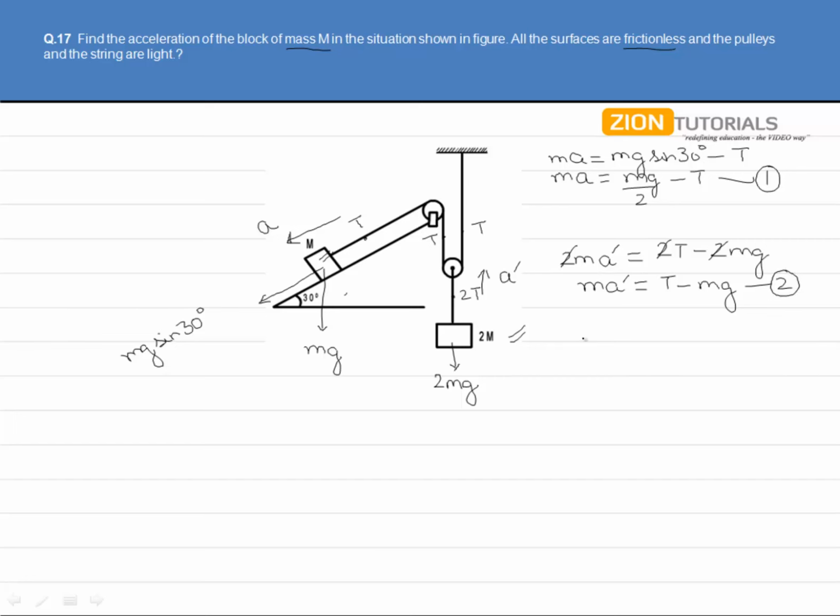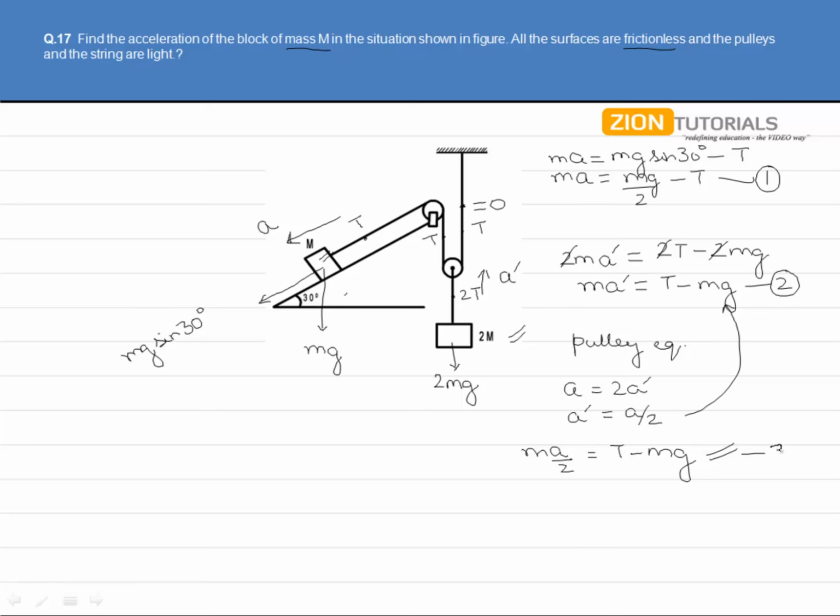Now by the pulley equation, we know that a equals twice a dash, that is a dash is equal to a by 2. This is because the acceleration of this string is equal to 0. Now putting this value of a dash in equation number 2, we get ma by 2 equals T minus mg.